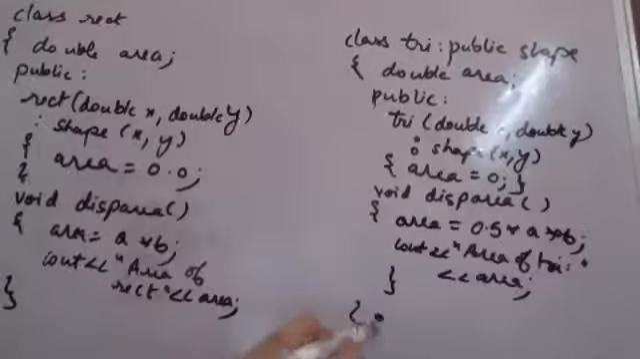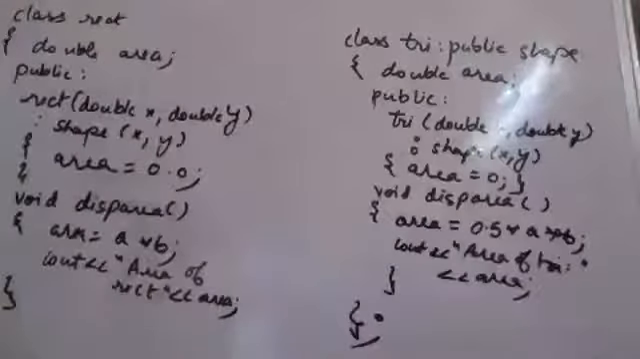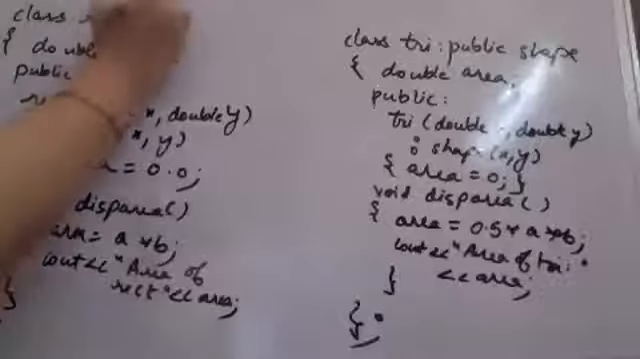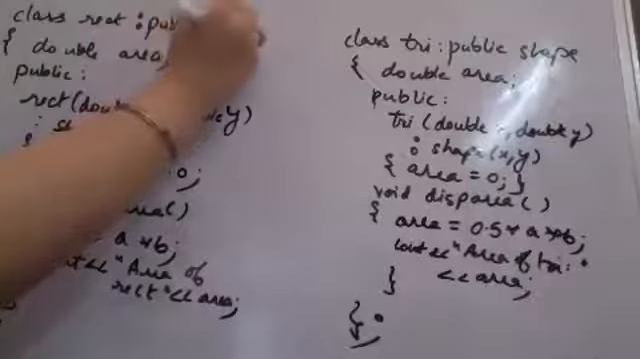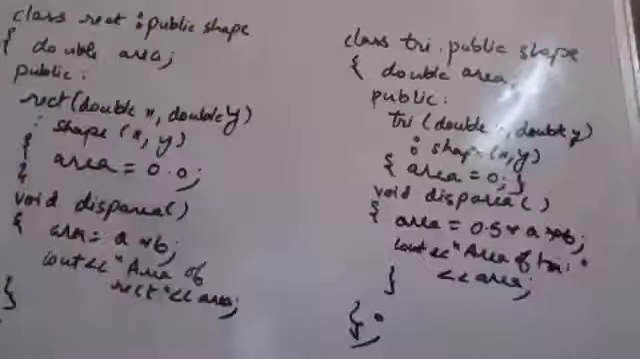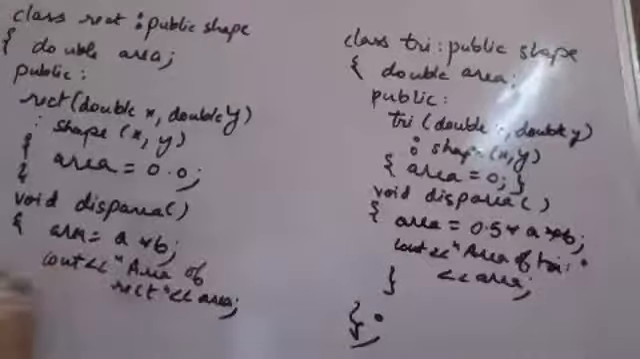This was my class triangle. This becomes my class rectangle. And the rectangle class is also inheriting the class shape. It is also derived from the class shape. Now I have created the two classes.